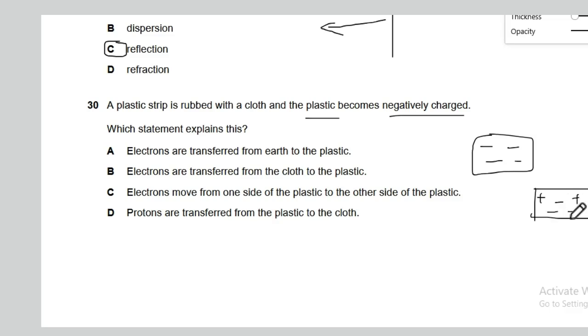So the options are: electrons are transferred from earth to the plastic. This is not correct. Option B. Electrons are transferred from the cloth to the plastic. Yes, this is correct because the plastic will become negatively charged. So option B is the answer.